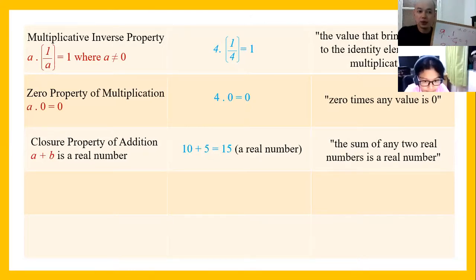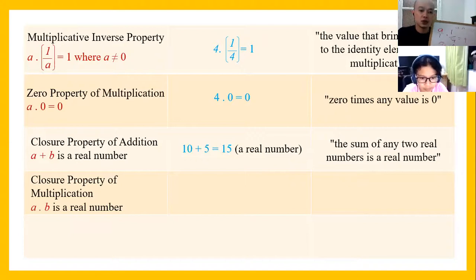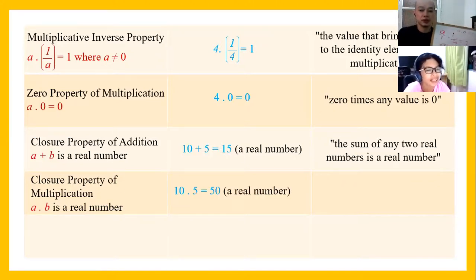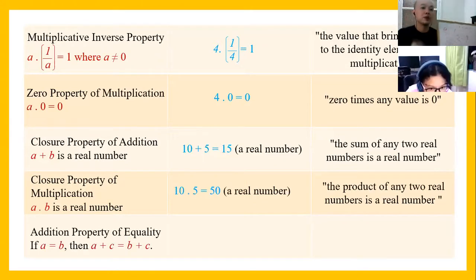Now, if you have closure property of addition, there's also closure property of multiplication. So the same thought. The product of any two real numbers is a real number. So 10 times 5, for example, is equal to 50. It's also a real number. Now, that's a different property.